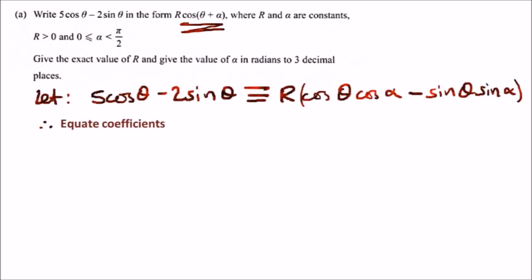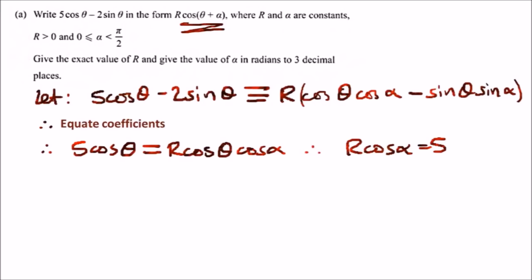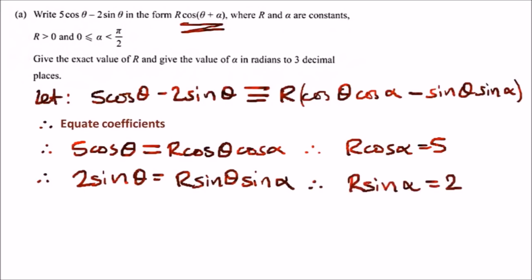Notice we have a cos theta on both sides, and a sine theta on both. So in terms of cos theta, 5 cos theta equals r cos theta times cos alpha. Cancelling the cos theta gives us r cos alpha equals 5. Likewise, we repeat the same process for sine. Because they both have a negative, we can ignore that and say 2 sine theta on the left hand side equals r sine theta times sine alpha on the right hand side. Eliminating the sine theta leaves us with r sine alpha equals 2.